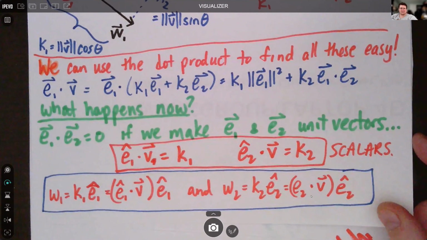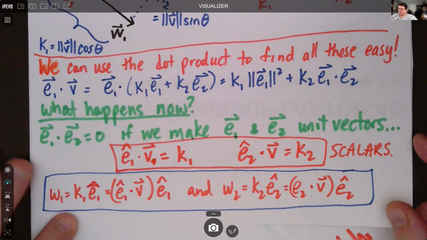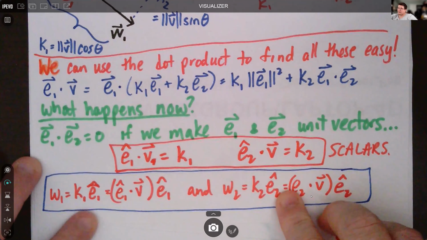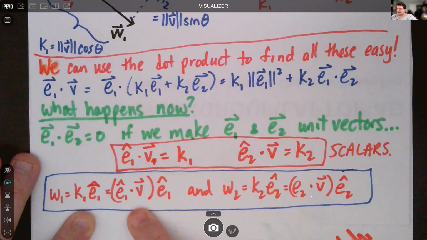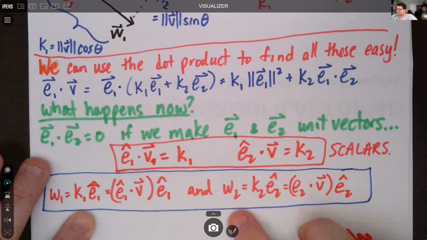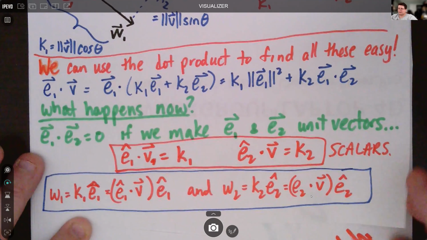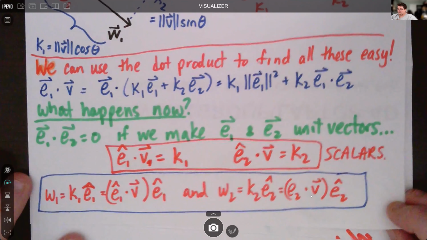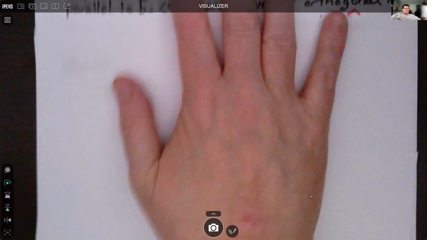This is kind of hard to picture, what I'm saying. We're going to do an example with numbers in a second, so bear with me. So another way of writing W1: we had W1 is K1 E1, and I can rewrite it as E1 dot V times E1, and I can write W2 as E2 dot V times E2, if we're using unit vectors for E1 and E2. So let's take a look at the next part of it. Let's do some practice work, see how this works.